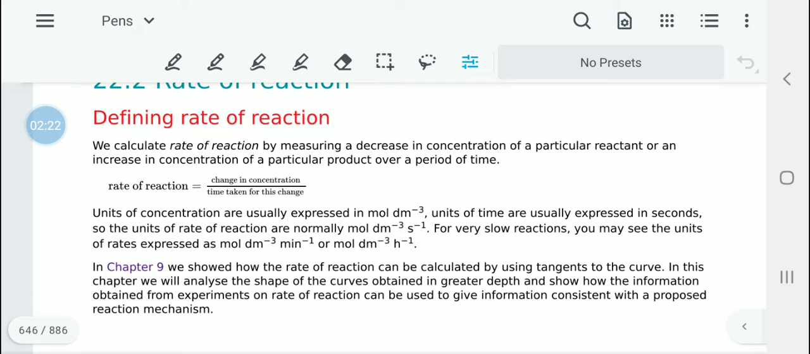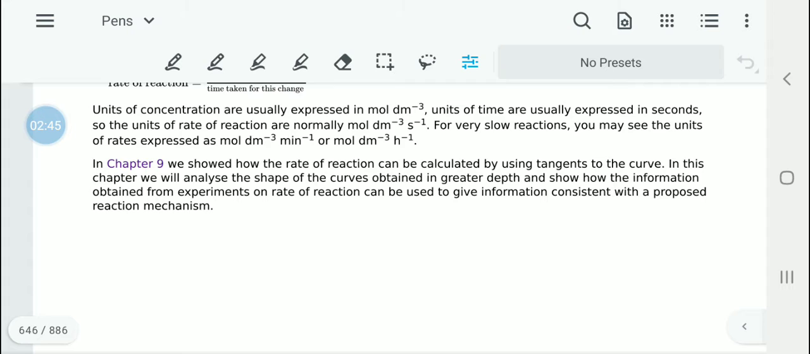Why do we have to consider hours? Because some reactions are not that fast. Some reactions are very quick, then we might want to use moles per cubic decimeter per second. However, if the reaction is very slow, we might have to take it as mole per cubic decimeter per hour or days or whatever. So that is one thing that we need to understand.